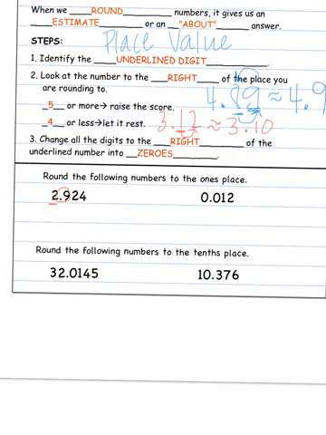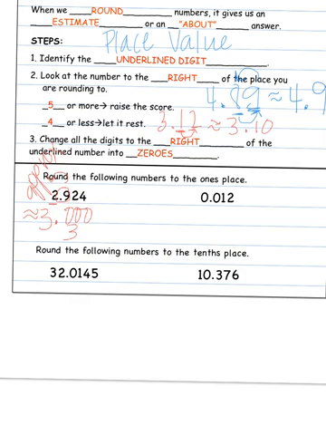Okay, it is 5 or more, so we raise the score, so that means this one goes up 1. So 2 rounds up to 3, and then we fill it in with zeros after that. I'm going to put this symbol again, so that means approximately, or about. So our answer, 2 and 924 thousandths, is approximately 3.